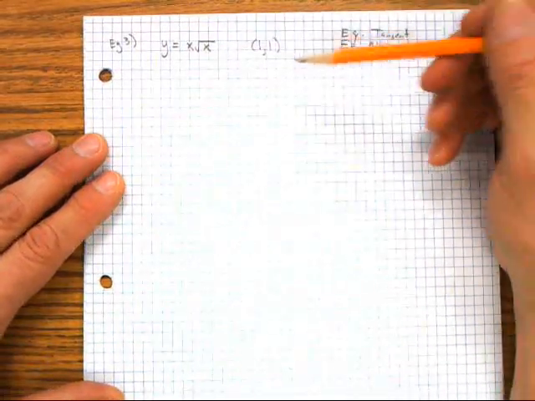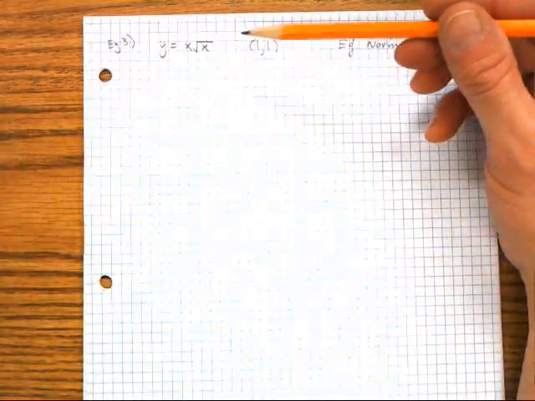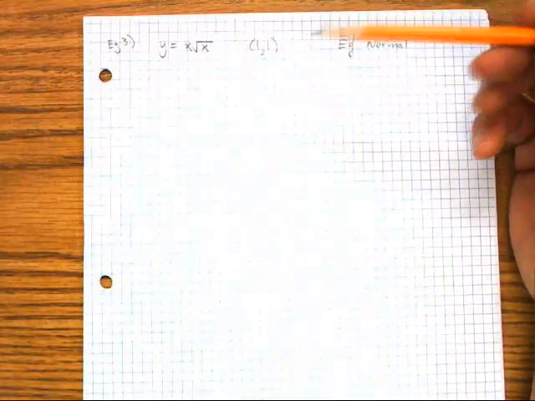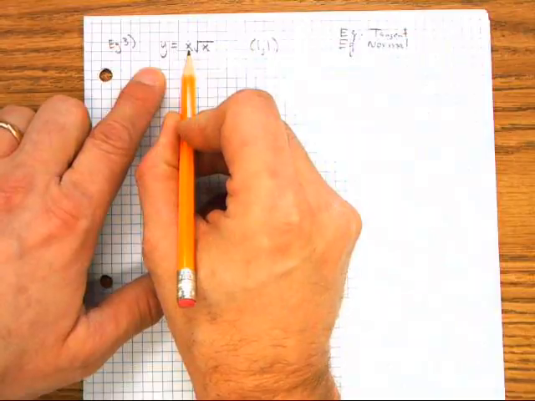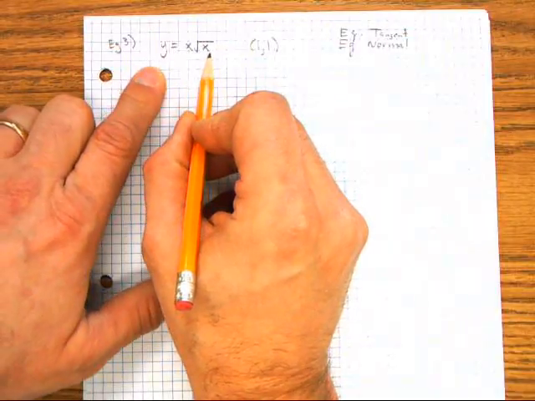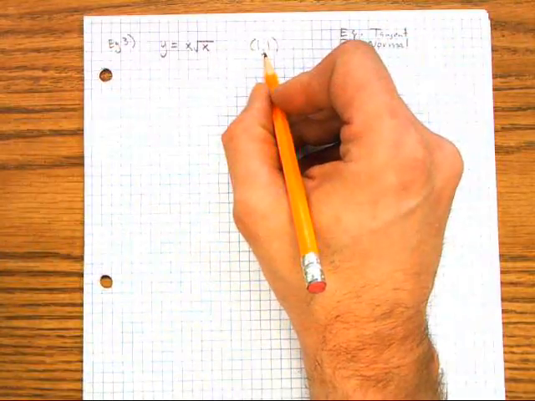Okay, so this is example 3 of section 3-1. And they give us the function as y equals x root x. And they give us a point (1, 1).